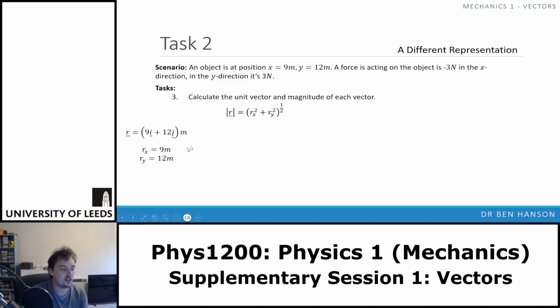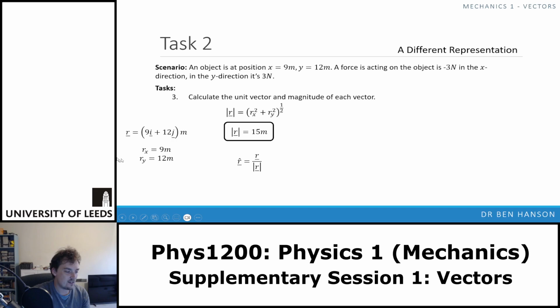So I'll start with the magnitudes. If I've got Rx equals 9 meters, Ry equals 12 meters, the magnitude of that vector then is 9 squared plus 12 squared raised to the power half, or square rooted. So that's 15 meters exactly. So that's nice. Pythagorean triple, it works out perfectly.